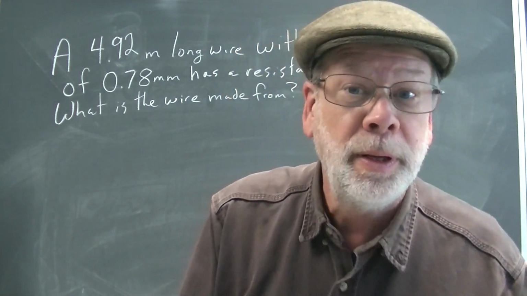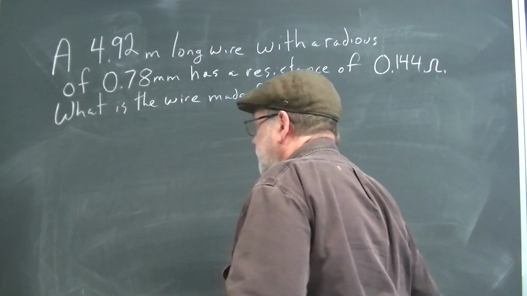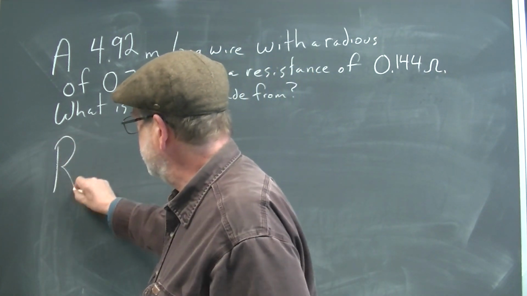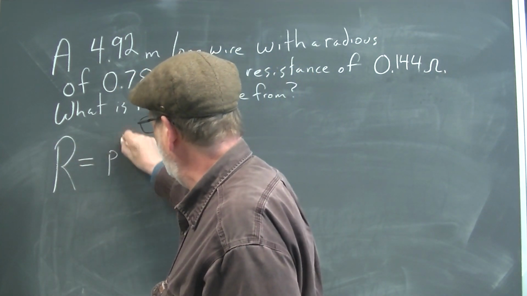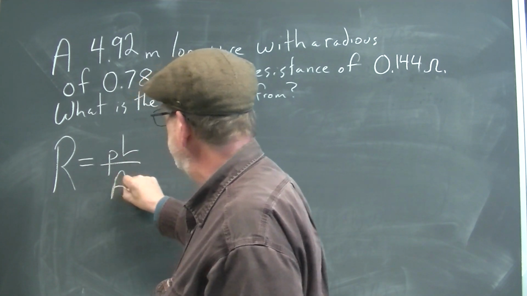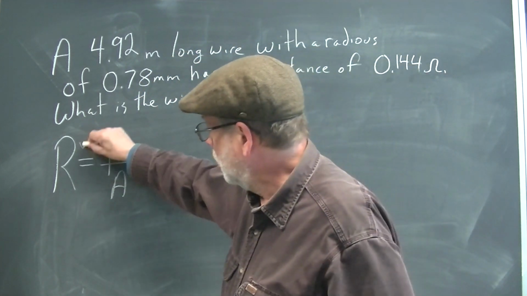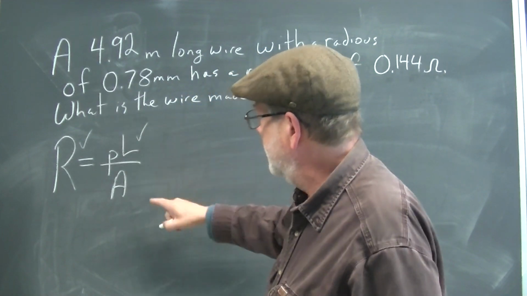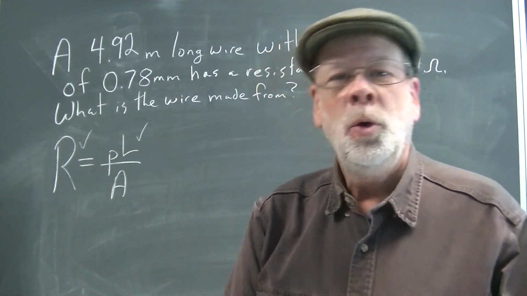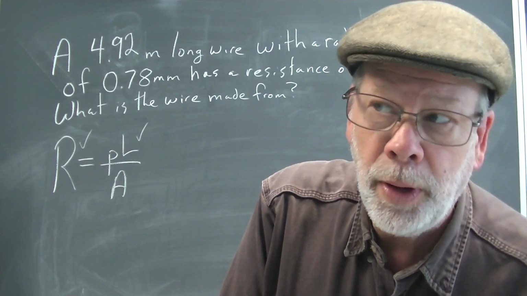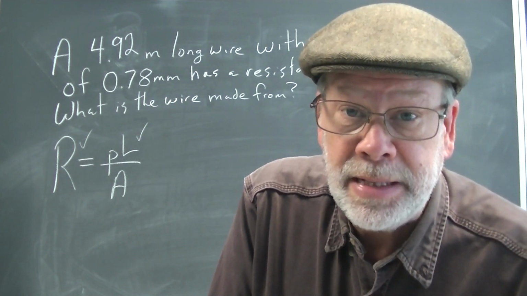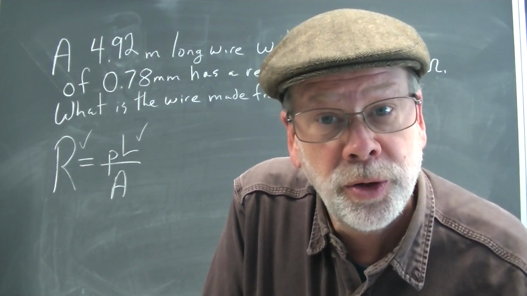Let's take a look at the formula, shall we? So the formula for this is that the resistance equals rho L over A. Well, if we look at what we're given, are we given resistance? Sure. Given length? We're not given area. We're given radius, but we could turn radius into area using pi r squared, correct?